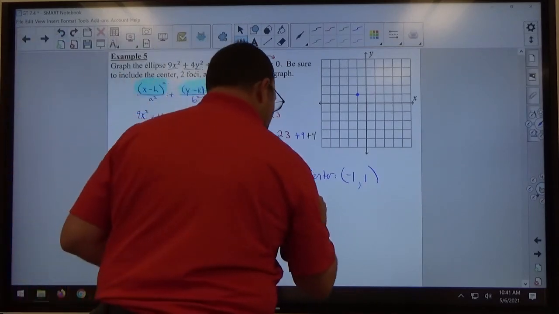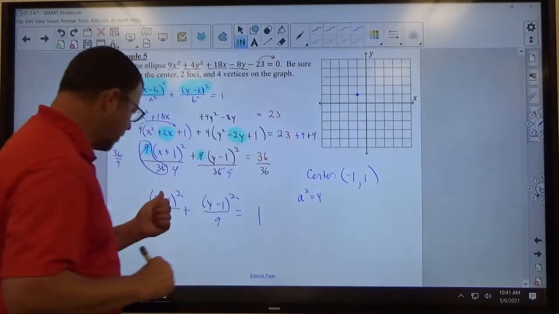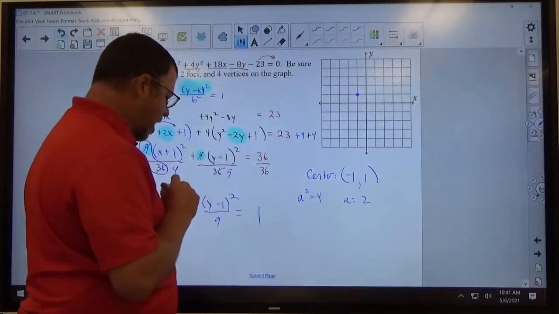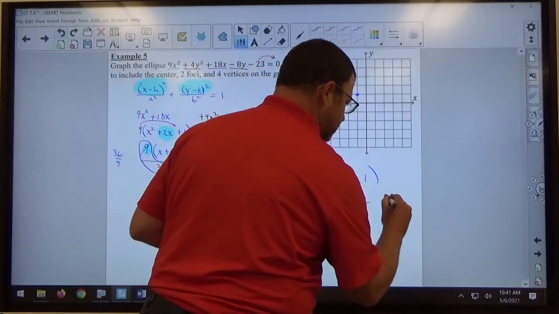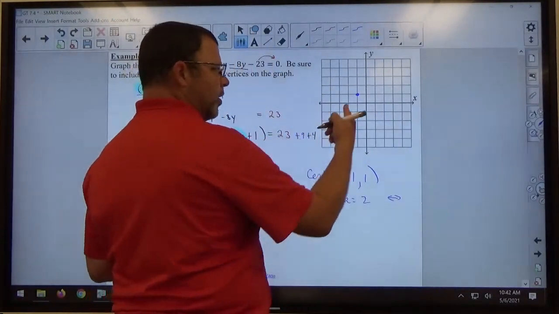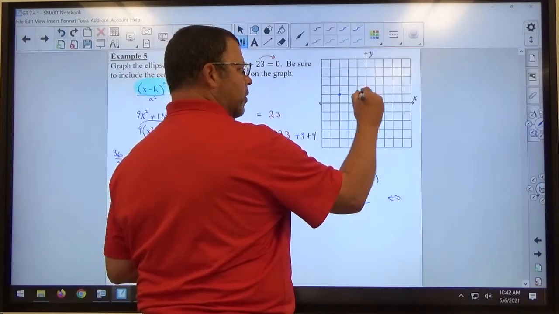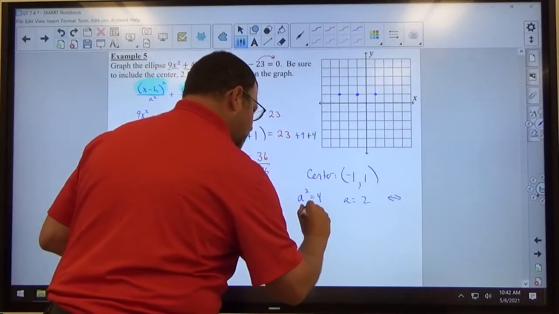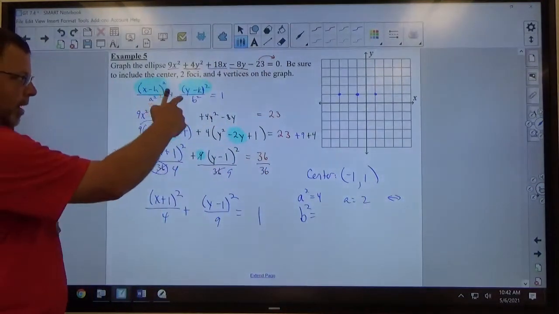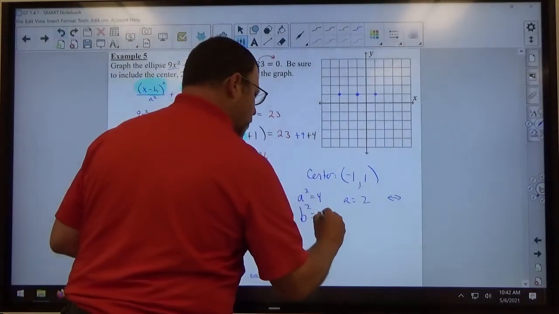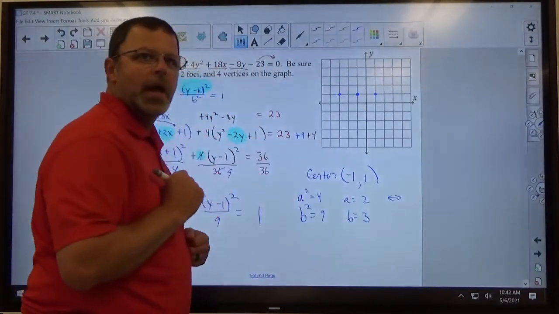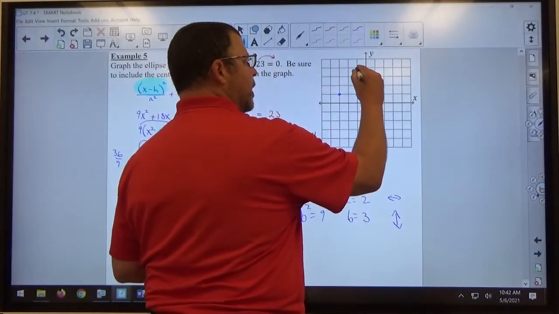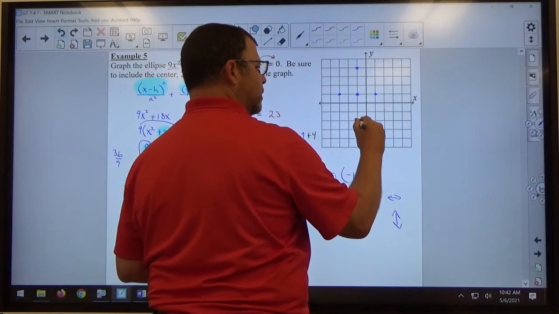Okay. I know a squared is equal to 4 because a is always underneath x. If a squared is 4, what does a equal? 2. And that's how far I go left and right. Right? A always goes left and right. So I'm going to go 2 left to a vertex. I'm going to go 2 right to a vertex from the center. I know b squared equals what? 9, because b squared is always under y, right? B squared equals 9, which means b equals 3. And b always takes me up and down to a vertex, so that's up and down. So from the center, 3 up is here, 3 down is here.